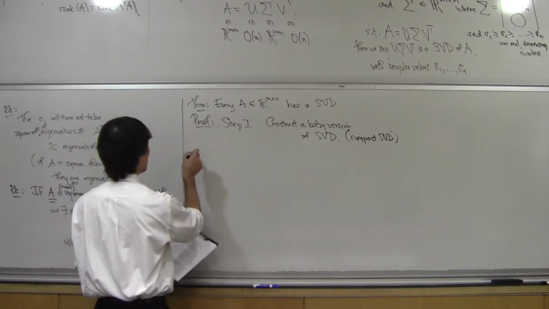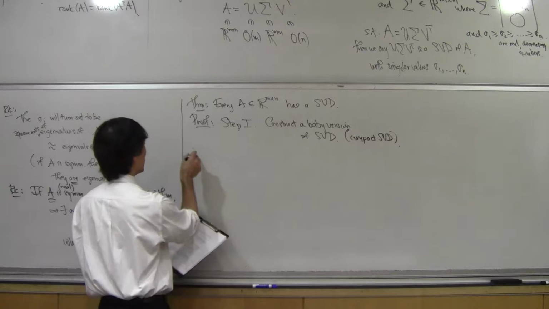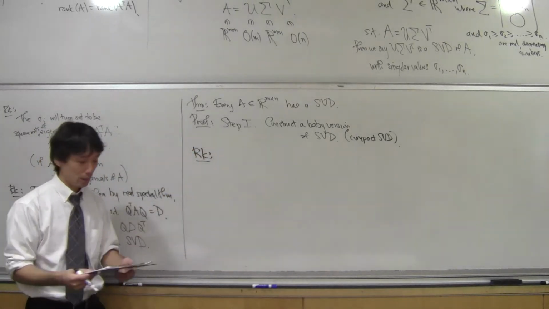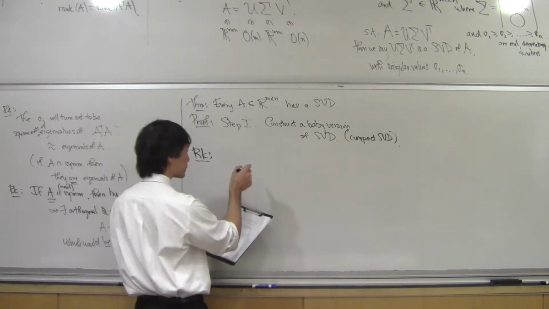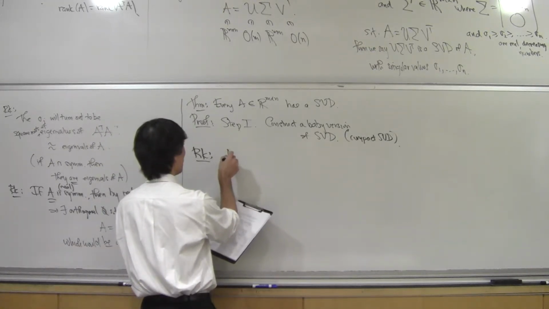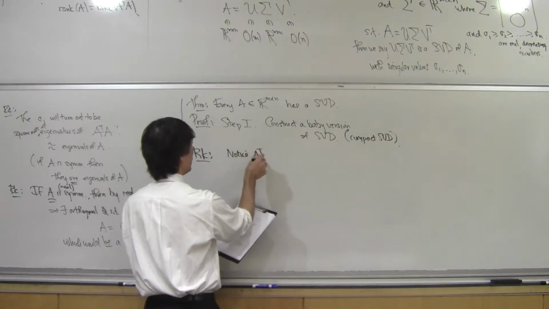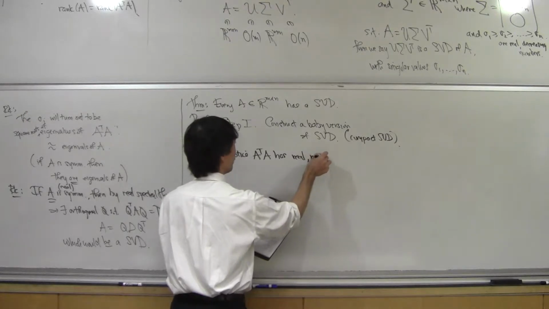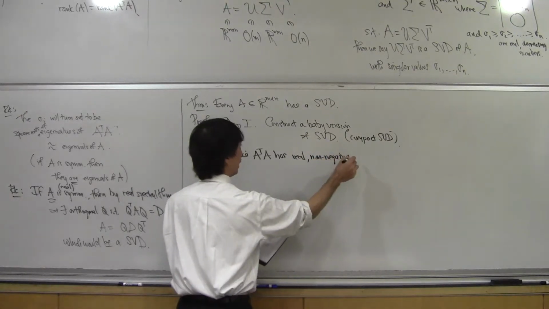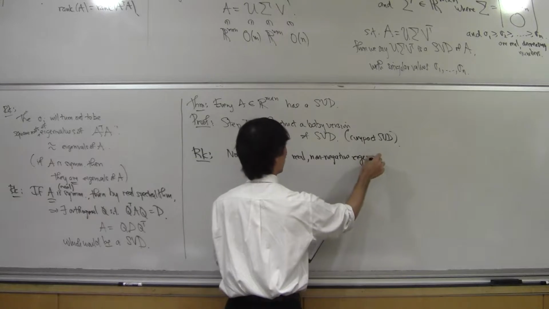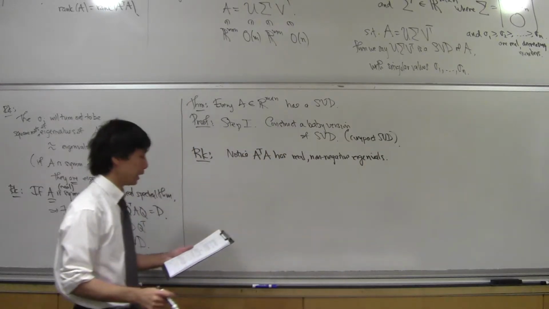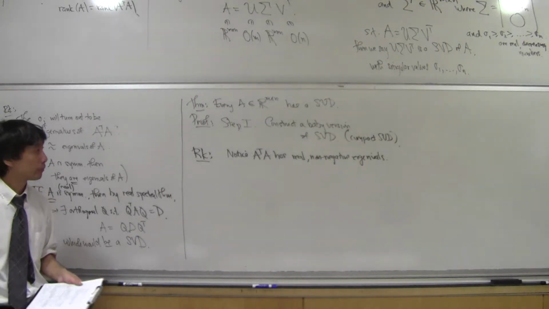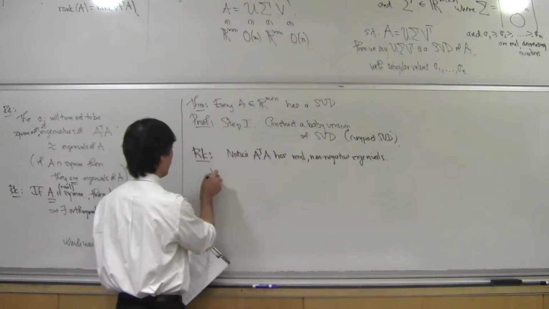First, let's make some remarks before we actually start the proof. Before we do the construction, let me make a couple of remarks. First, notice A transpose A has real non-negative eigenvalues. Real non-negative eigenvalues. Okay, why?